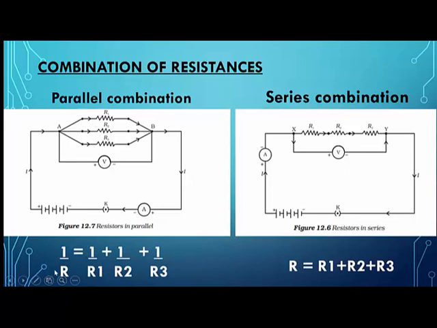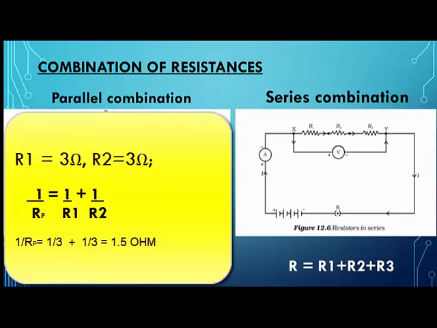Okay. Now, another question. Suppose there are two resistances, R1 and R2, both connected in parallel combination, and the value of both of the R is 3 ohm. Two resistances connected in parallel, both the values are 3 ohms. What is going to be the effective resistance? 1 upon 6 ohm. 1.5 ohm.